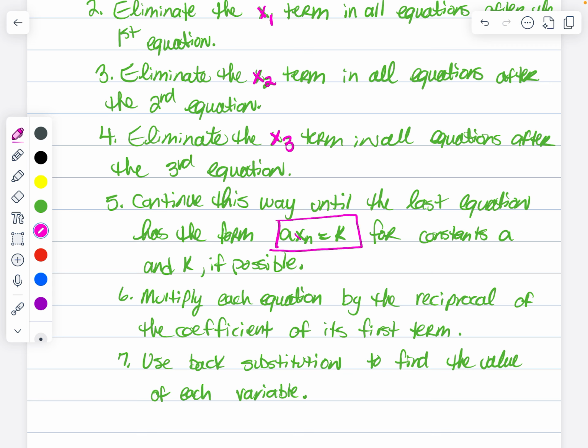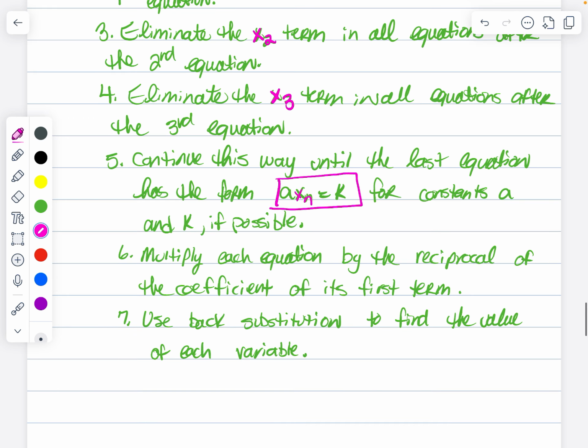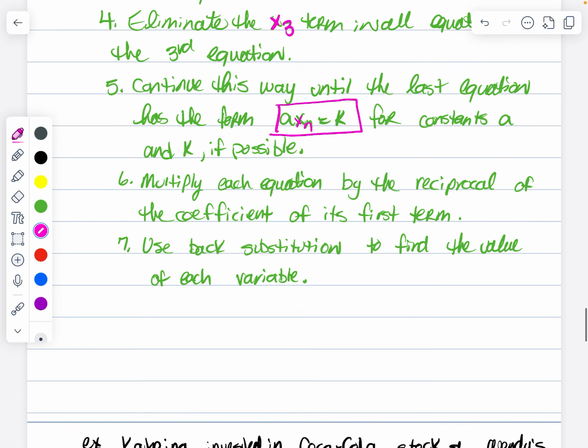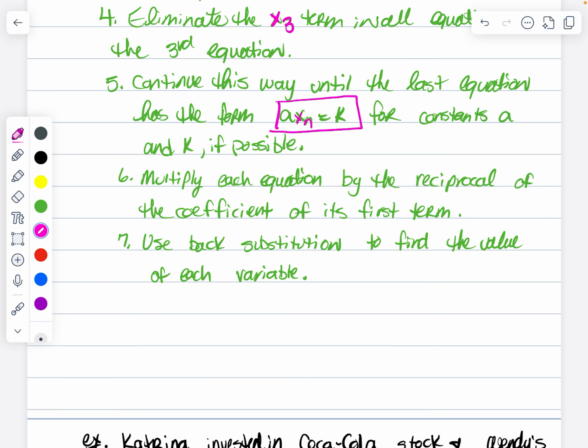Now remember, this whole x sub n just represents our variables, x, y, z, okay? And then, of course, k is representing our number or constant. After we've gotten that set up, then we multiply each equation by the reciprocal of the coefficient of its first term. Why do we do that? So that that coefficient is 1. And then we use backward substitution to find the value of each variable.